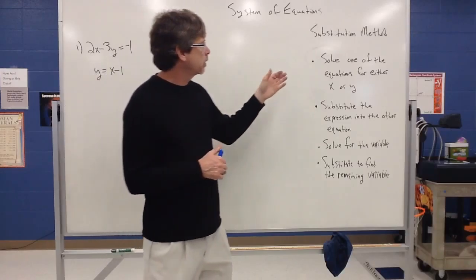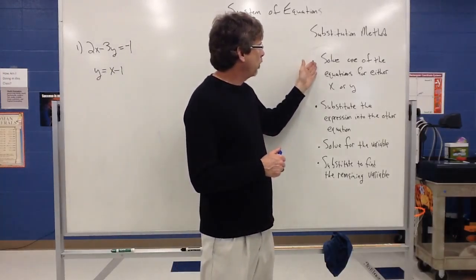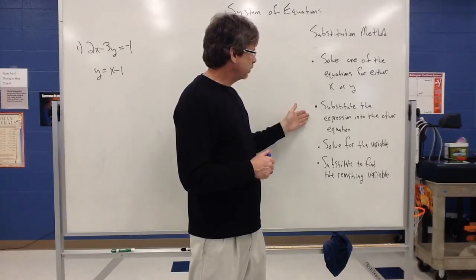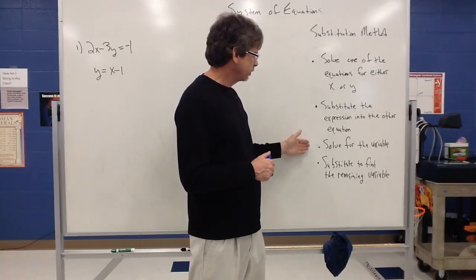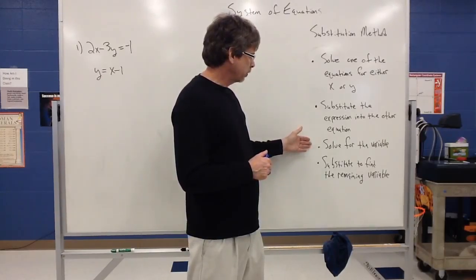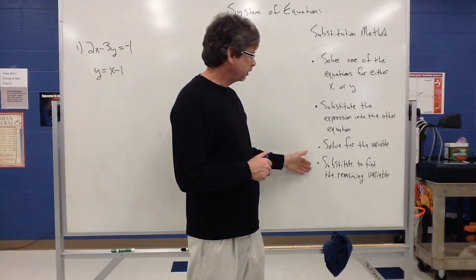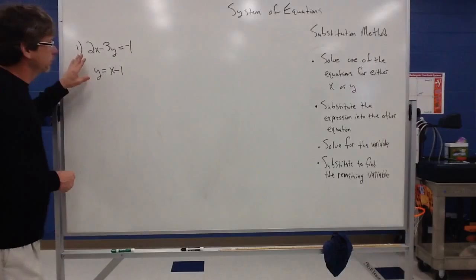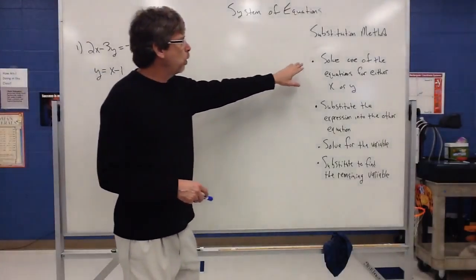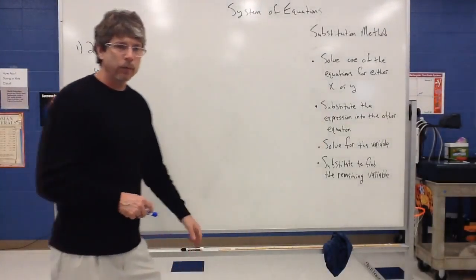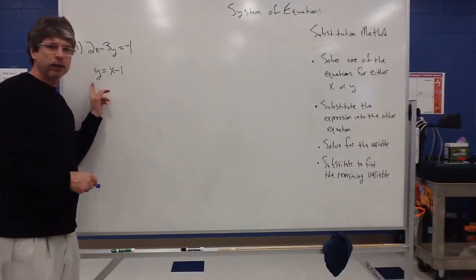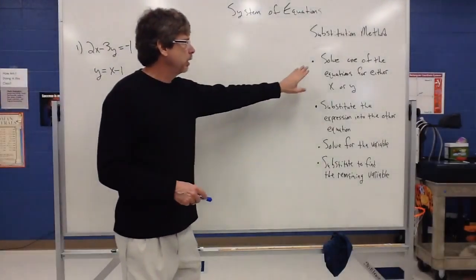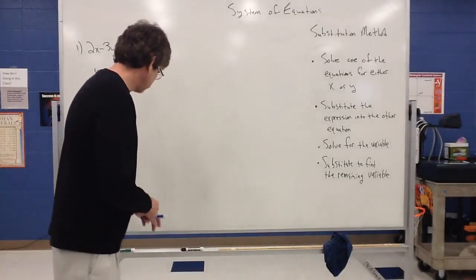So the method says solve one equation for either x or y. And then we're going to substitute the expression into the other equation. We're going to solve for that variable. And then we're going to substitute in to find the remaining variable. So step one, we want to solve one of the equations for either x or y. Well, what's kind of nice is, look at that second equation. It's already solved for y, so step one has been done for us.